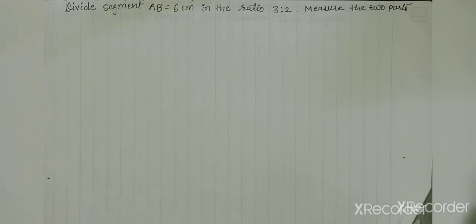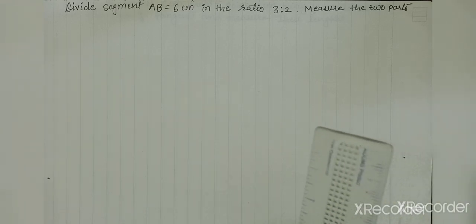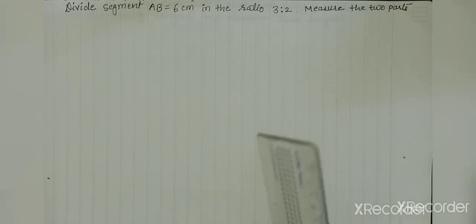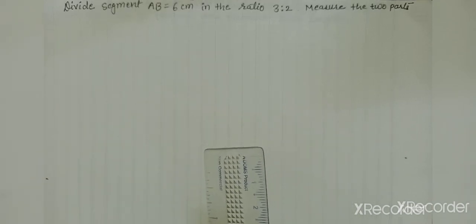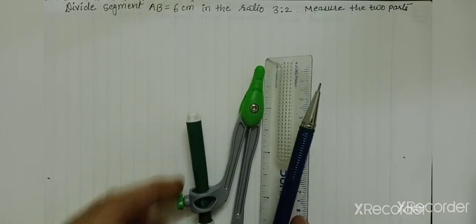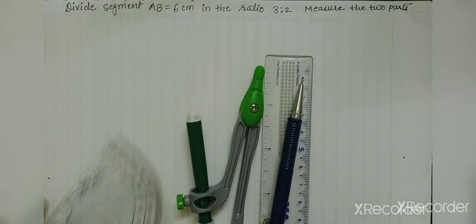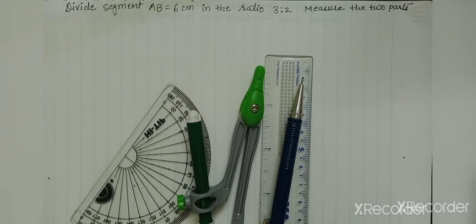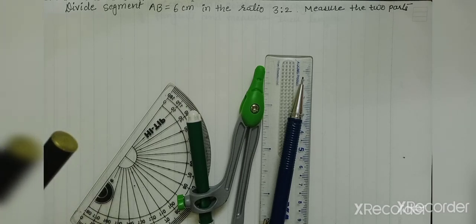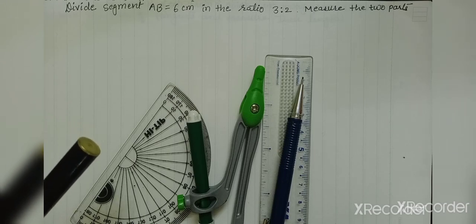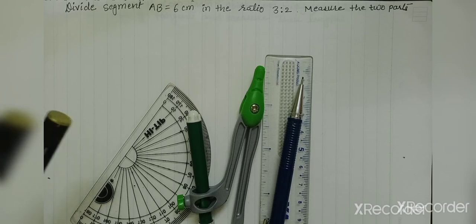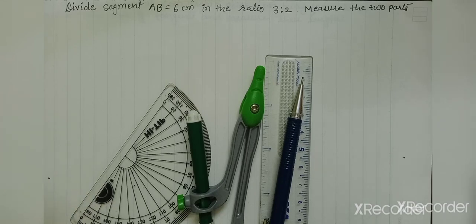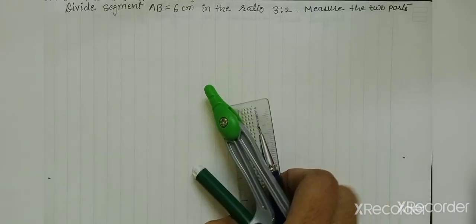So now we'll see how to construct this sum. For that, the material required is a scale, this pencil, compass, protractor. So children, just for clarity, I am using a sketch pen so that the diagram looks more prominent. But in construction, you will make use of pencils only, right? So let us begin.